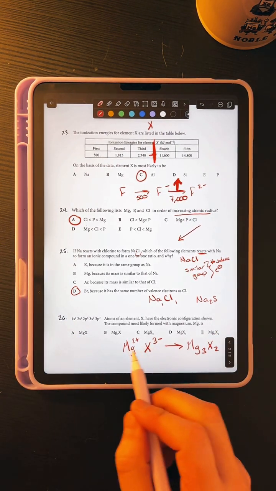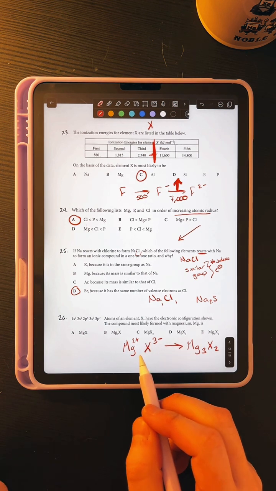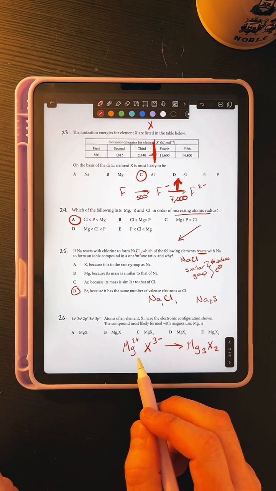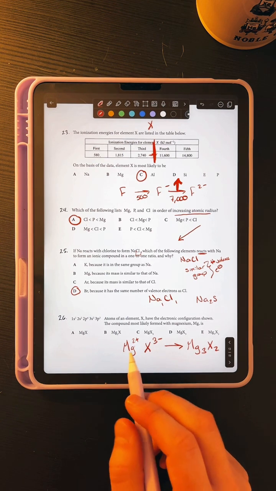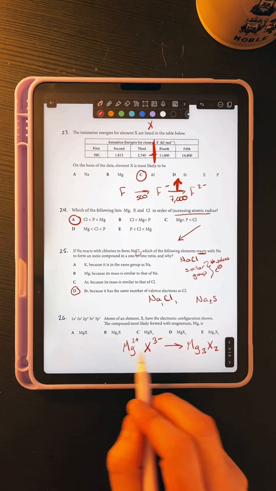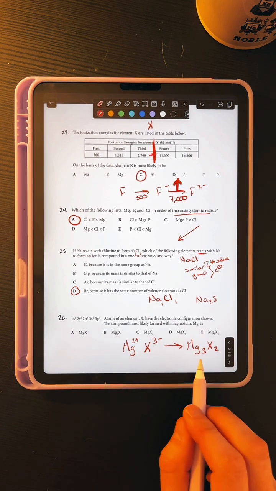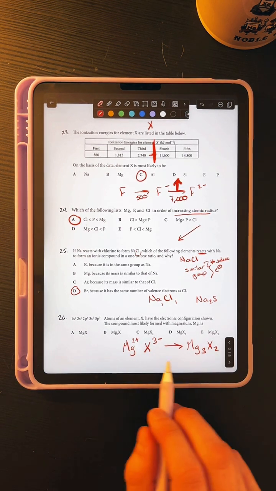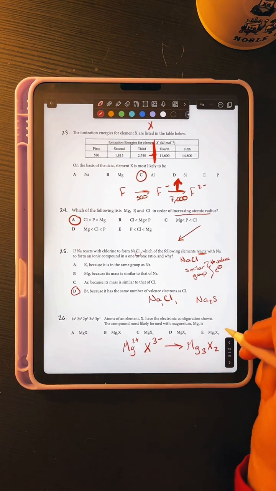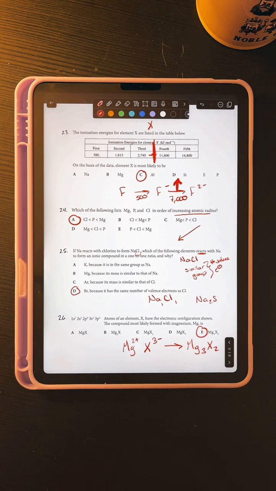Well, the least common multiple, LCM, is going to be 6 here, which is 3 magnesiums and 2 X's. So the correct answer here is choice E. I saw a couple of those back in the chat.